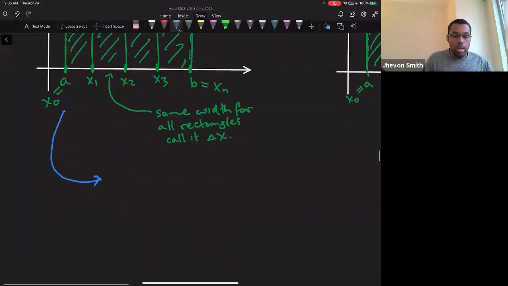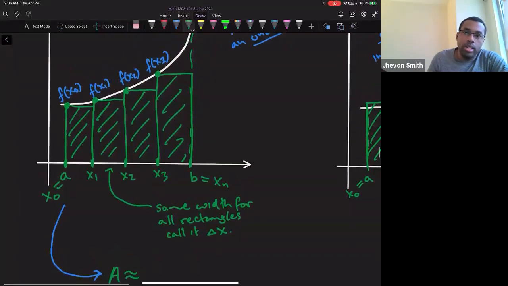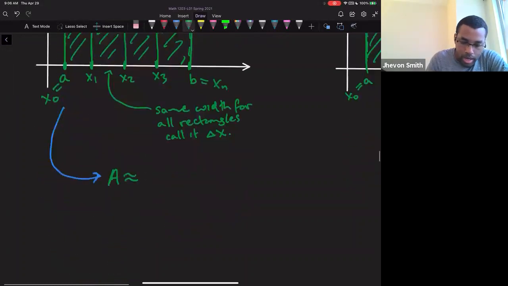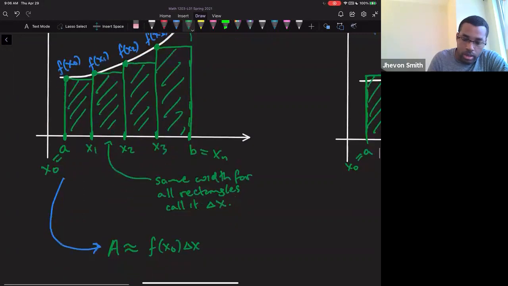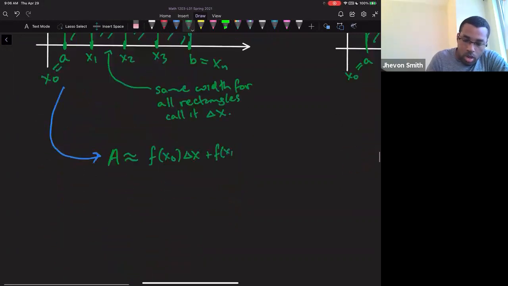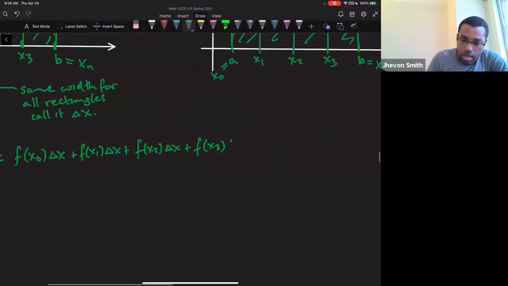Okay. Now, what it would mean is that the area under that curve is going to be approximated by the length times width of all these rectangles. So I can have here f of x0 delta x, right? That's the first rectangle, that's the area, length times width, plus f of x1 delta x, plus, of course, dot, dot, dot, f of x3. Let's not be lazy. f of x2 delta x plus f of x3 delta x.